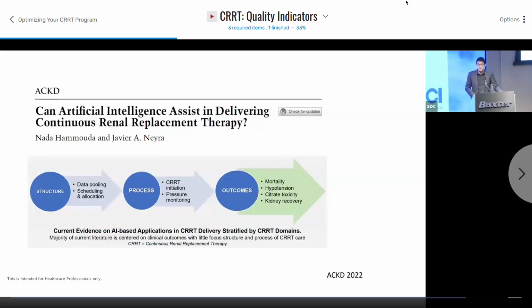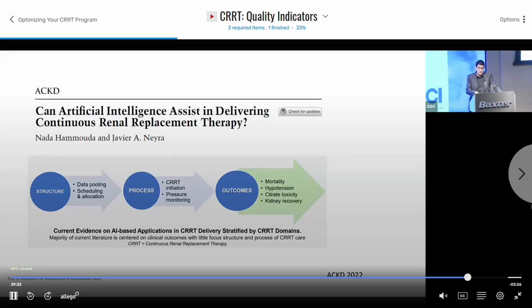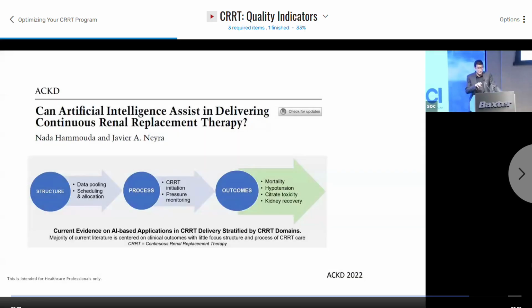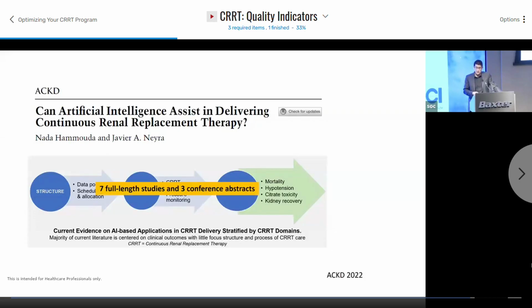Now, when we checked a few years ago with one of our students, a small scoping review of the use of artificial intelligence in CRRT, we found that in these domains of structure, process, and outcomes, there were specifically 7 studies and 3 conference abstracts. This has tripled in just a year and a half.